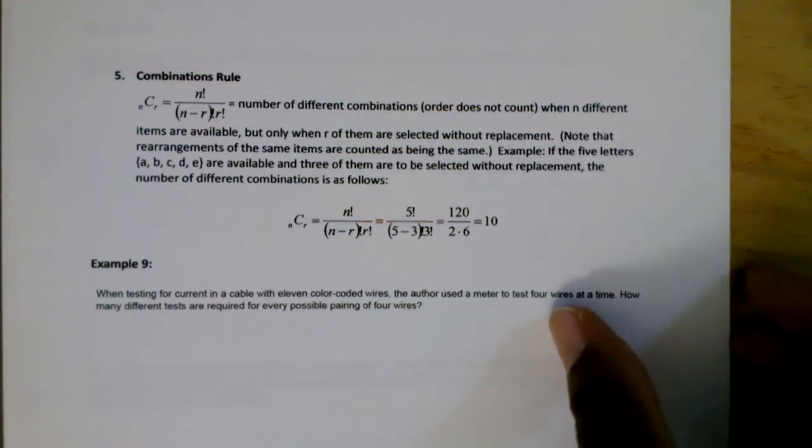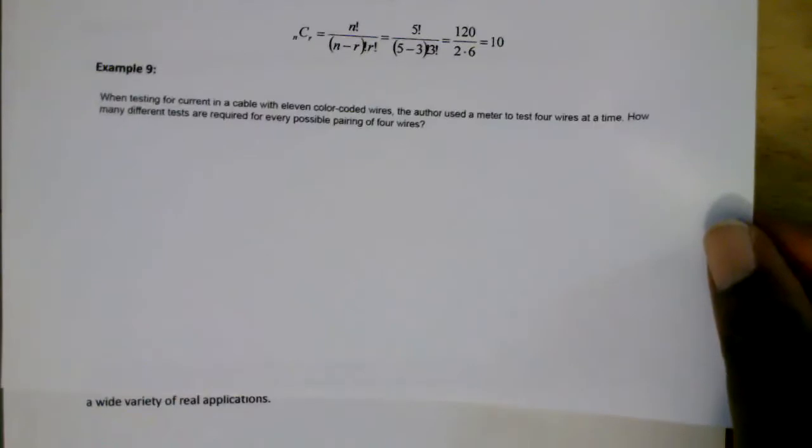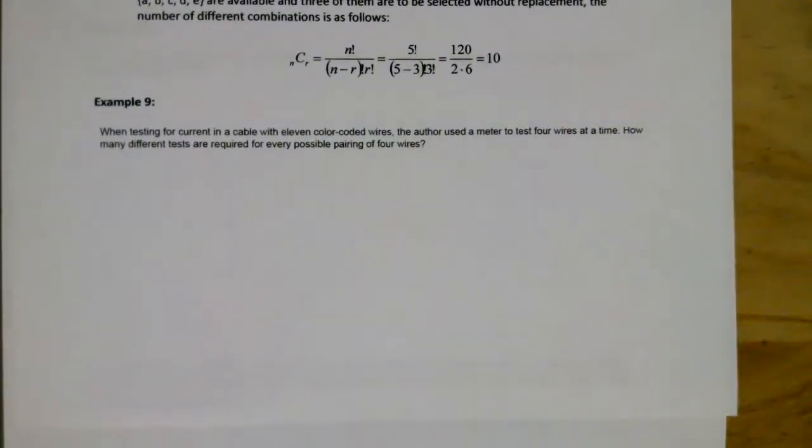Okay. All right, so let's look at this example here, example 9. When testing for current in a cable with 11 color-coded wires, the author used a meter to test 4 wires at a time. How many different tests are required for every possible pairing of 4 wires? In this case here, this is a combinations problem because here the order is not going to matter. The order that we choose those color-coded wires is not going to matter.